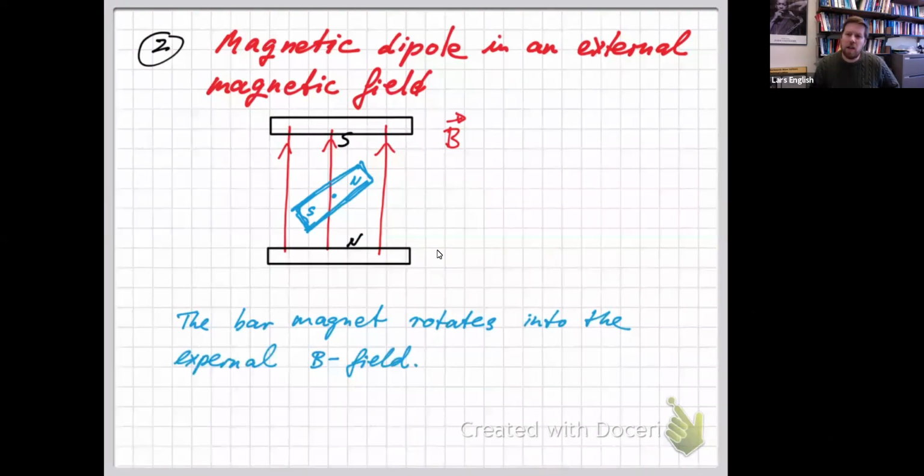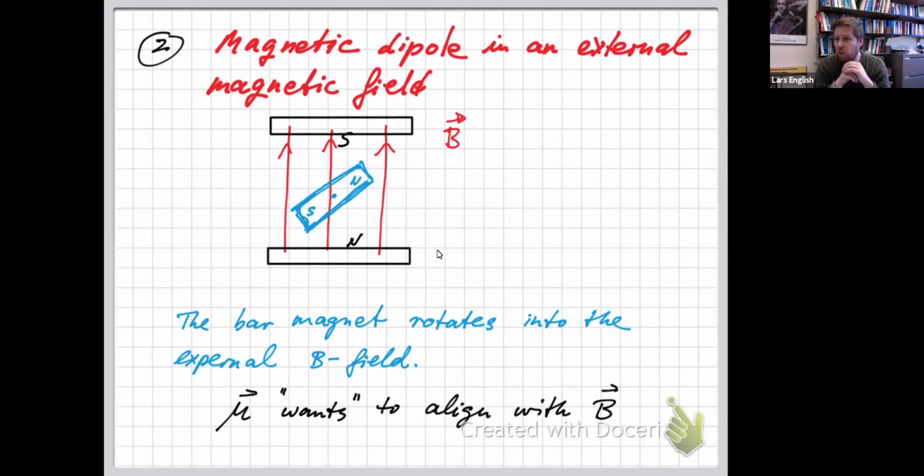That's really the take-home message here: bar magnets obviously also interact with external magnetic fields such that they rotate into an external field. We can say that the mu wants to align with the B.